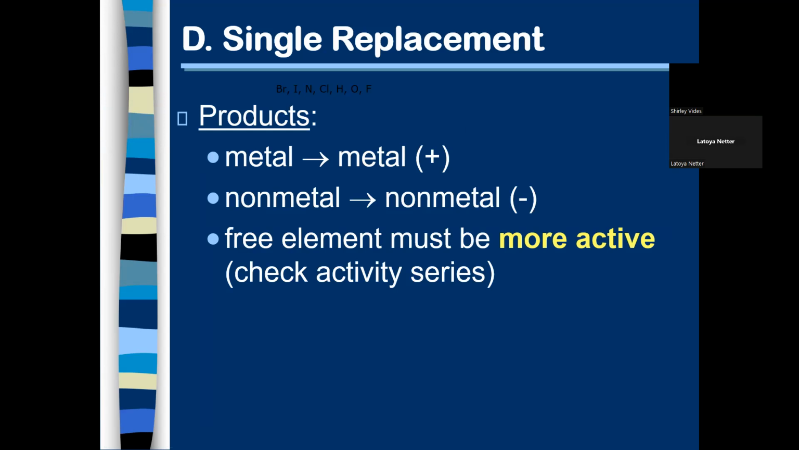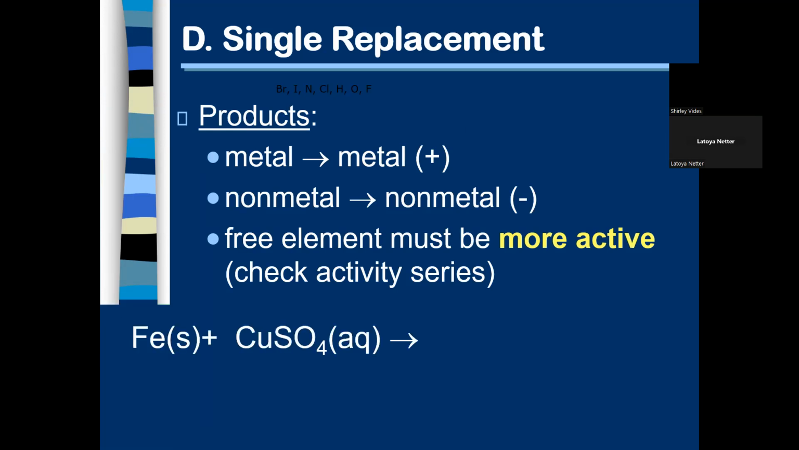As far as non-metals go, if you look at the periodic table, the halogens, group 7, are going to replace each other in the order that they are in the periodic table. In other words, fluorine, which is at the top, is going to replace anything below. But nothing below it can replace anything above, okay?